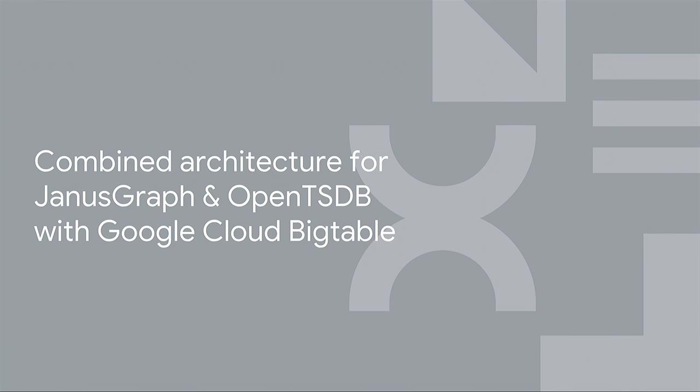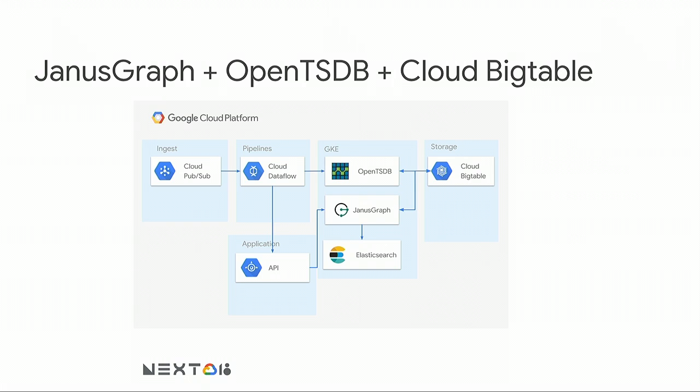So let's talk about what it would look like to deploy a combined architecture of both time series and graph on GCP with Bigtable. So here you have a sample application that is using both JanusGraph as well as OpenTSDB. OpenTSDB, JanusGraph, and Elastic are all running containerized on Kubernetes. They're both using Bigtable. Obviously, each one of them will have a separate data set encoded in different ways, so they can use different tables, but they can use the same Bigtable instance.